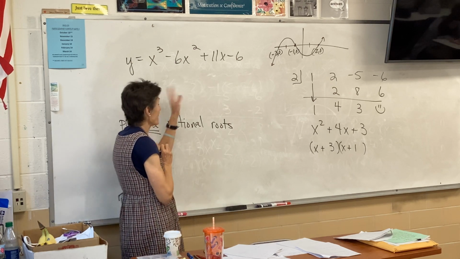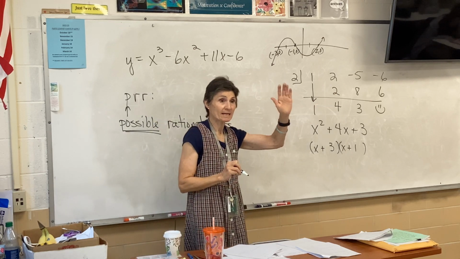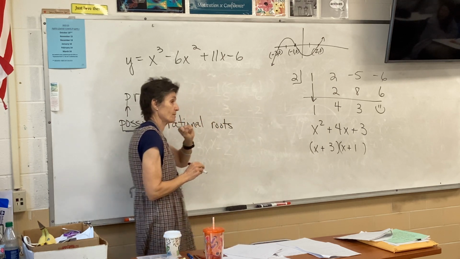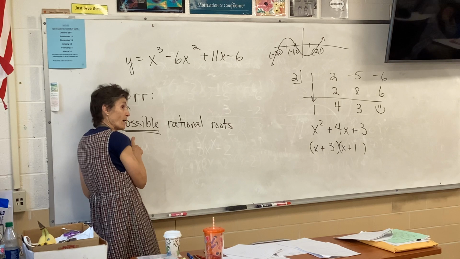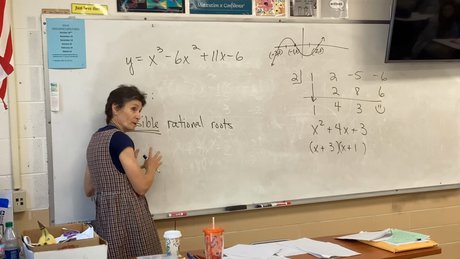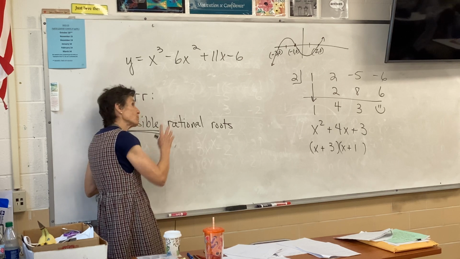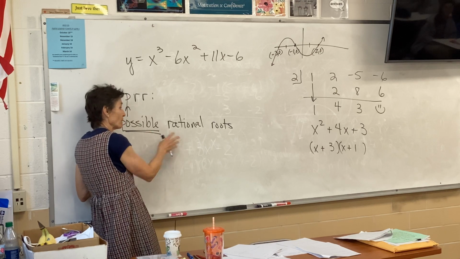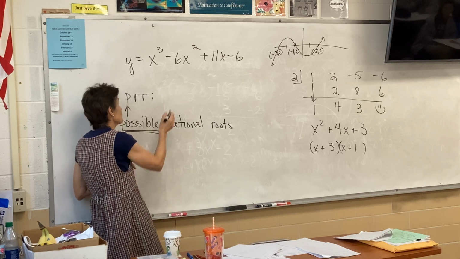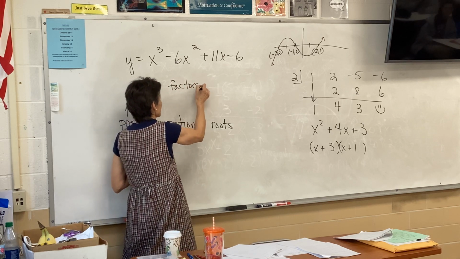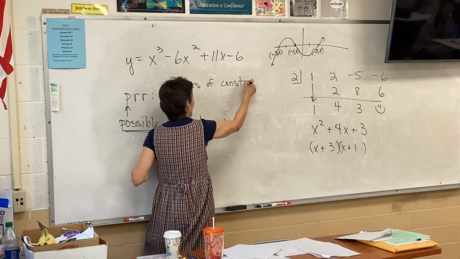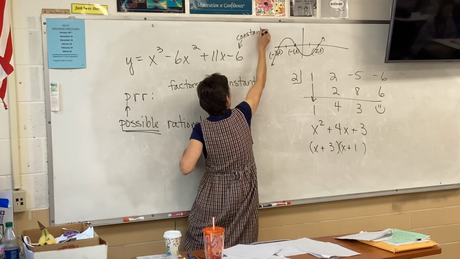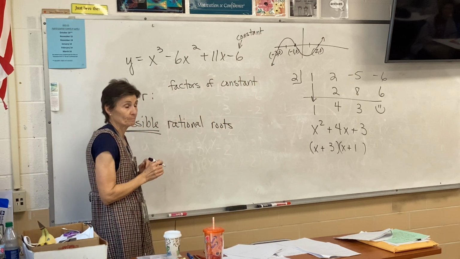When you are just randomly guessing numbers, remember in the last problem I guessed a 1, didn't work, and then I guessed 2 and it did work? When you're randomly guessing numbers, the possible rational roots will become your possible guesses. So you won't just randomly be picking numbers out of the sky, you'll be picking them from this pile. Now how do you get this pile? Well, you take factors of the constant. And by constant, we mean the one with no variable. This is called the constant. The term in the problem with no variable.